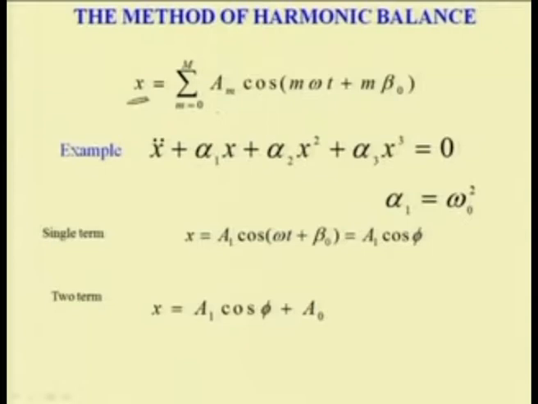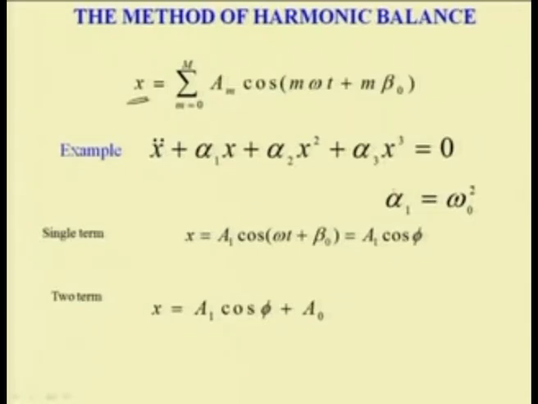Similarly, for m equal to 2, this becomes a 2 cos 2 omega t plus 2 beta 0. So, like that one can write or expand this expression, depending on the number of modes one is interested to take in the computation. But for manual calculation, taking higher terms or a number of terms will be difficult to solve this equation.